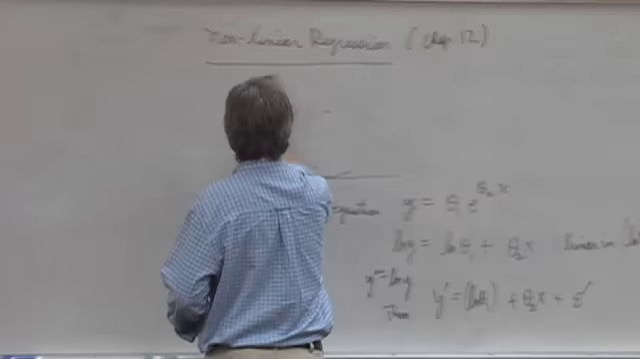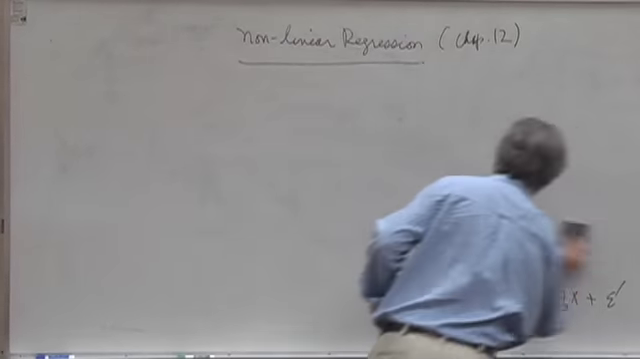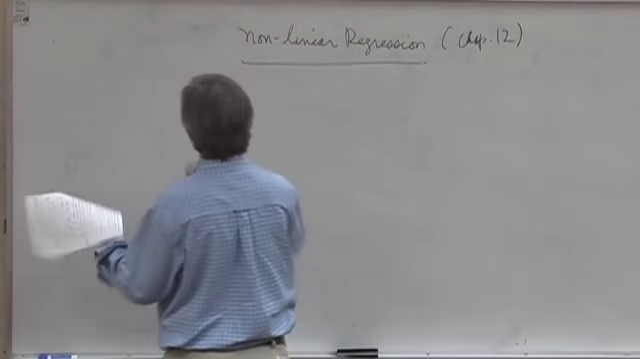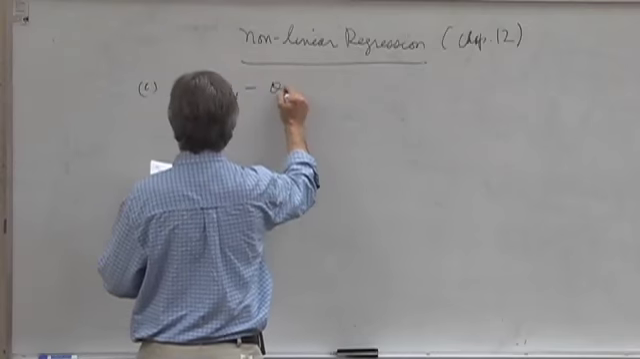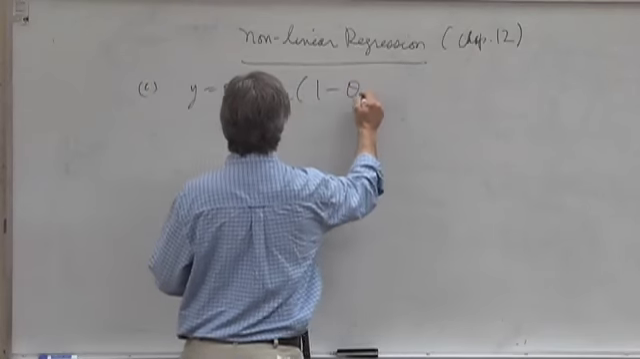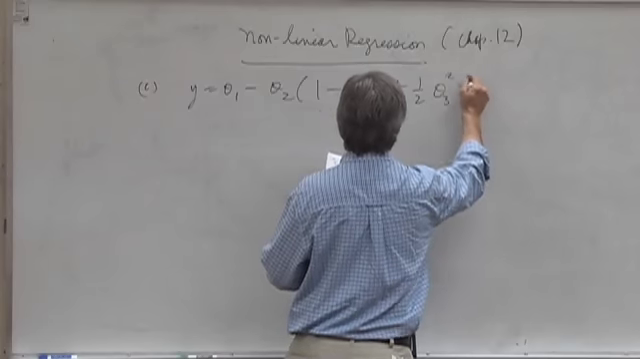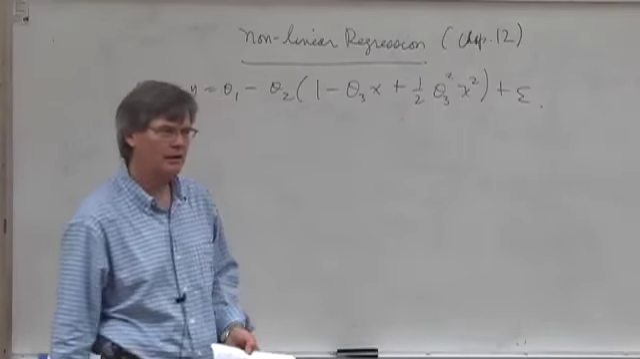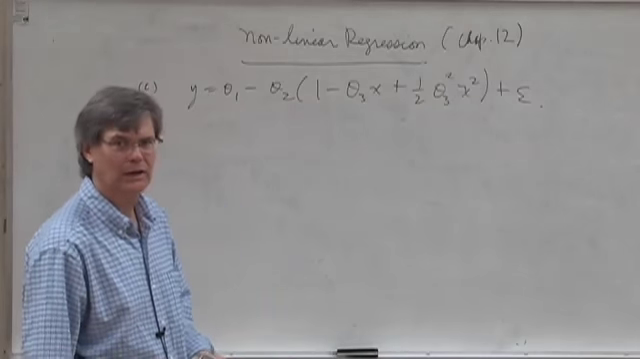Suppose I have example C. Let's put y equals theta 1 minus theta 2 times 1 minus theta 3x plus 1/2 theta 3 squared x squared plus epsilon. Is that a linear model? Or is it nonlinear?